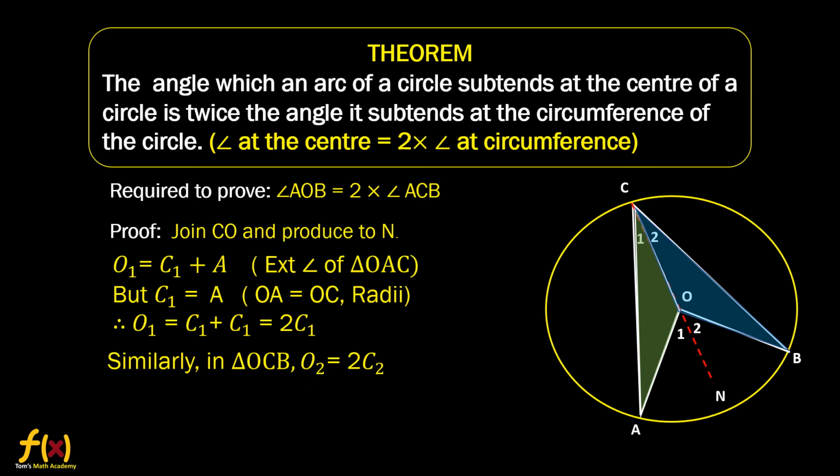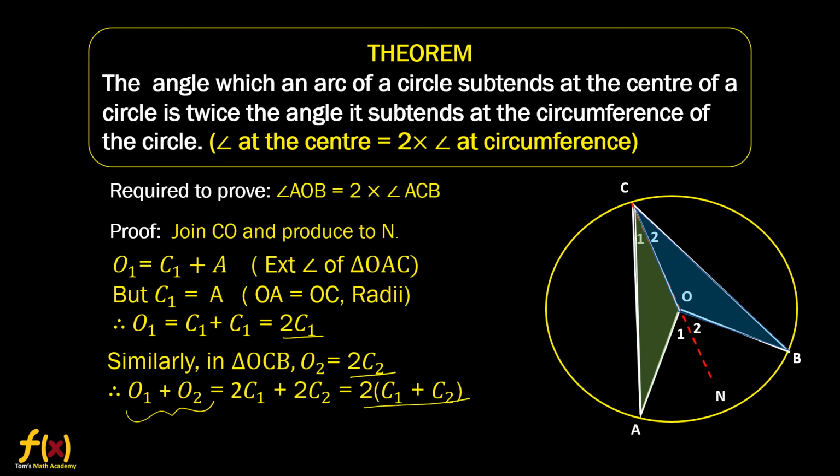Now we continue. We add O1 and O2. O1 plus O2 is 2C1 plus 2C2, where 2 is common. We can write 2 times C1 plus C2. What is O1 plus O2? It is AOB. What is C1 plus C2? ACB. So we complete the proof. Very important: don't forget, write down the proof a few more times yourself and master it.